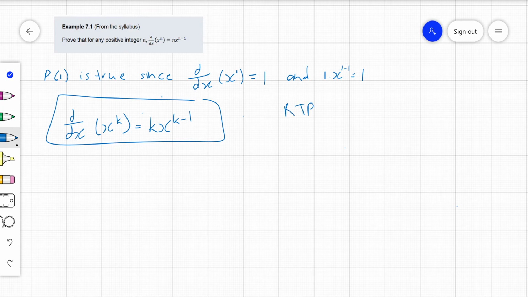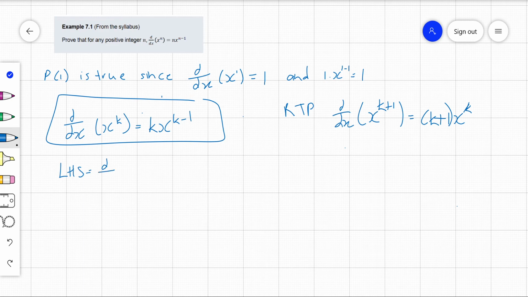So we're required to prove the k plus 1 case, so proposition k plus 1, which would be d by dx of x to the k plus 1 equals k plus 1 x to the k. Sorry, I can't seem to write very well with this pen. Hope you can read that. Alright, so that's what we're required to prove, so usually we'll go left-hand side.